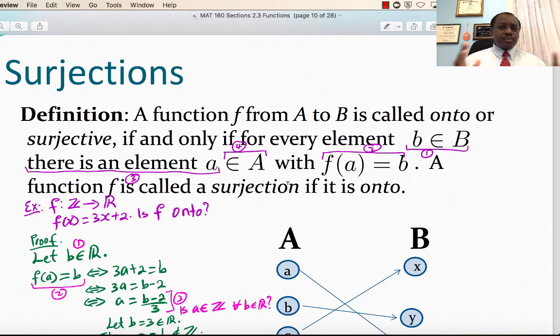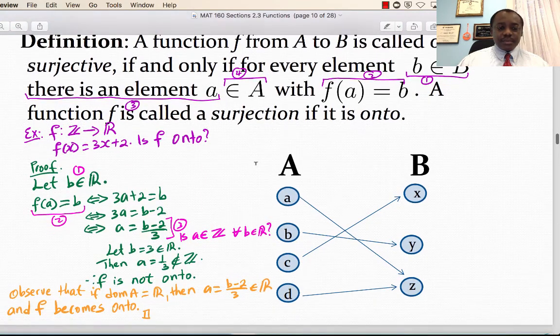That is kind of how the proof strategy goes. So we start first by picking an element b in B, that is number one. Suppose actually f of a equals b, number two. Then we find an a, number three, and the a has to be in A, number four. If that happens, then we say it is surjective.